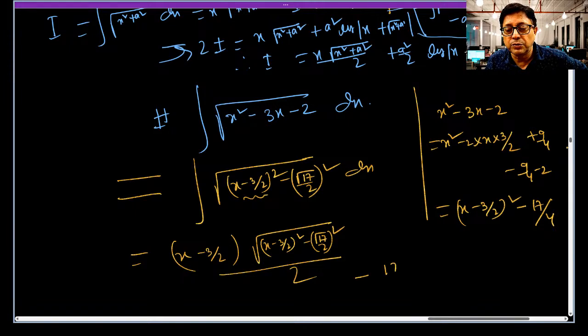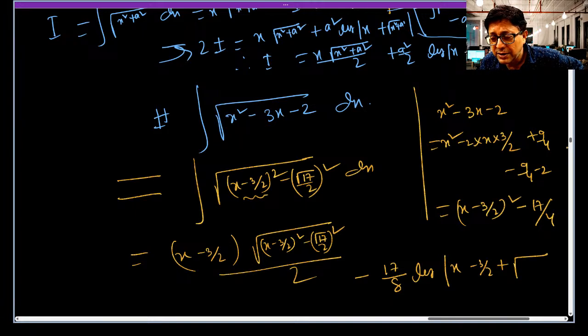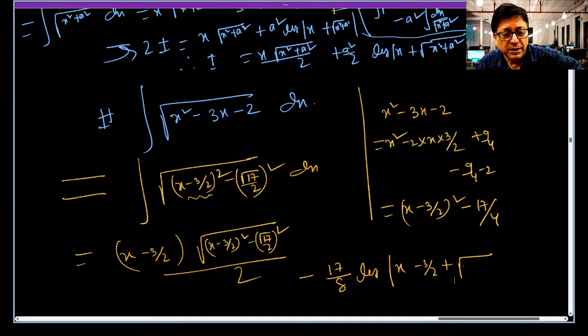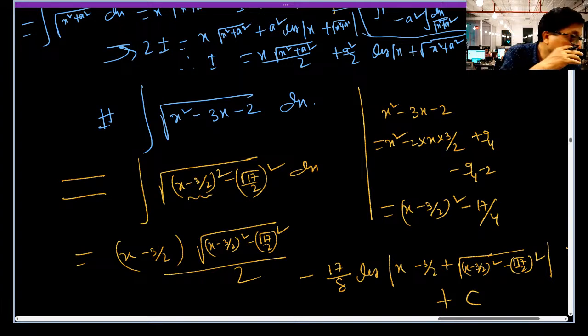Minus e square by 2, log of the same thing, that is x minus three by 2 whole square. Simplification is yours. Clear? Understood?